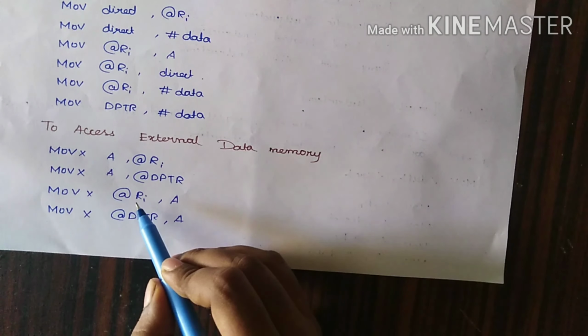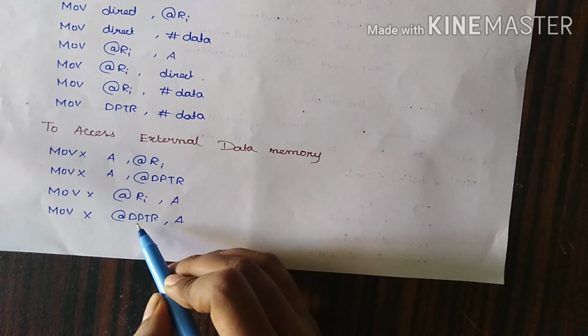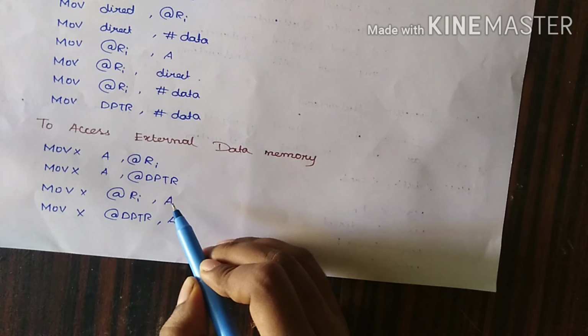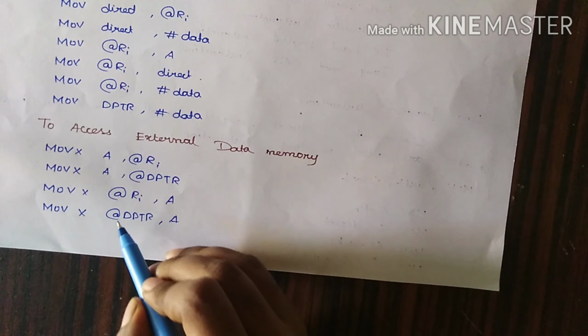In the third and fourth instructions, we have used these in reverse. That is, these indirect register and DPTR as the destination and accumulator as the source. That is, data from the accumulator will be copied to these locations.